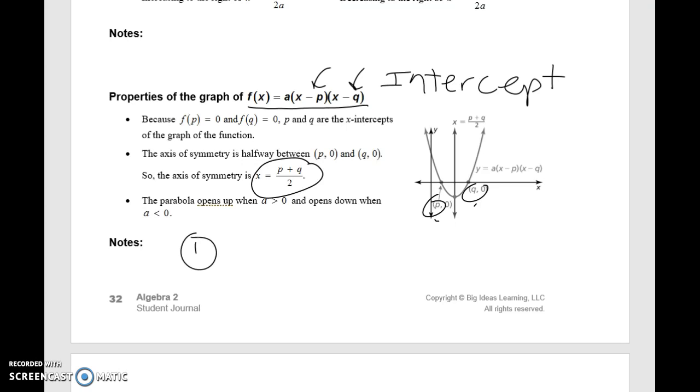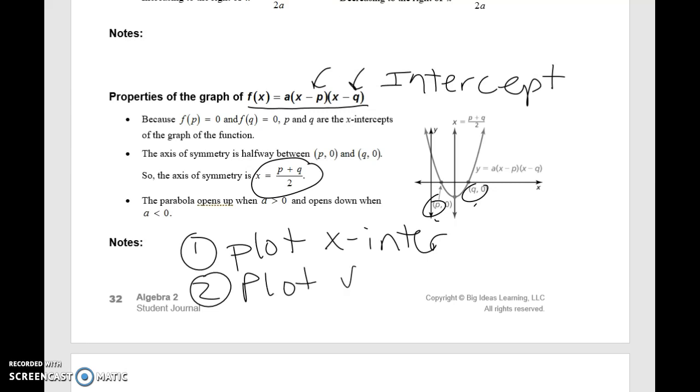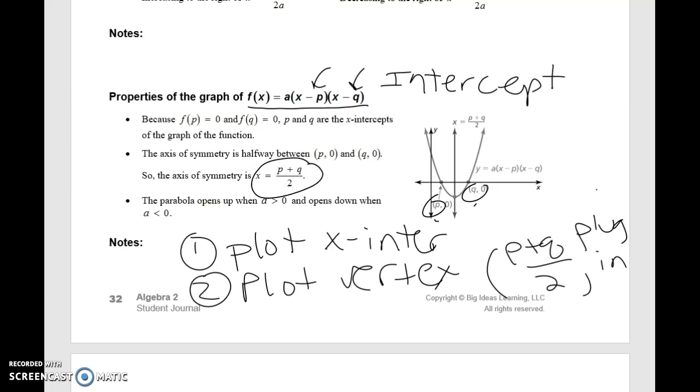So if you had to graph when given an intercept form, the first thing you want to do is plot those x-intercepts. Then you can plot the vertex. And how you get the vertex is the x-coordinate will be the same as the axis of symmetry. So P plus Q divided by 2, and then plug that in to figure out the y value. And then you can sketch your curve. So let's try it for example 4.